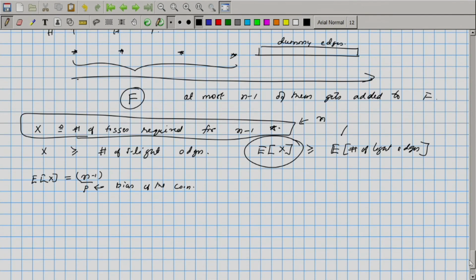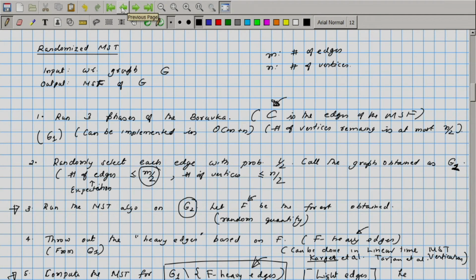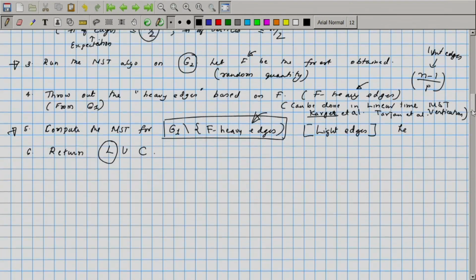So, what this means is, in our algorithm, after throwing out these heavy edges, we are left with precisely n minus 1 by p light edges, where n is the number of vertices in the graph that you are looking at. Now we can just put in all these inductive steps and compute the total running time. P for us is 0.5. So, let us look at the total running time.